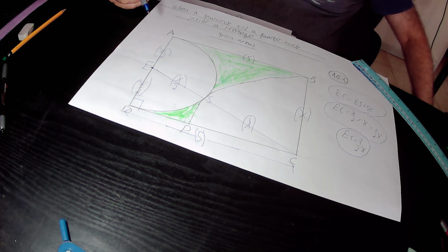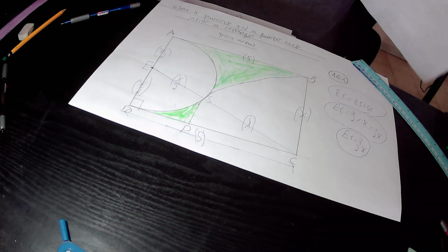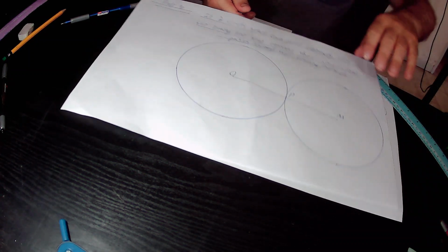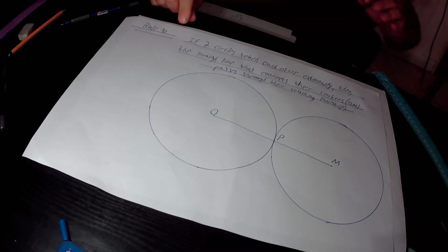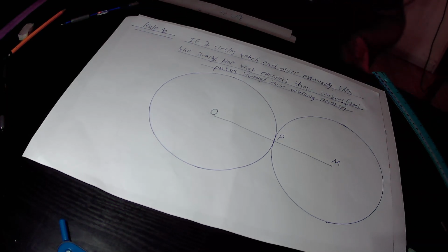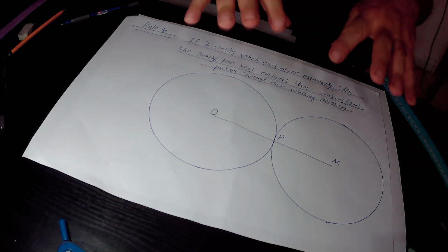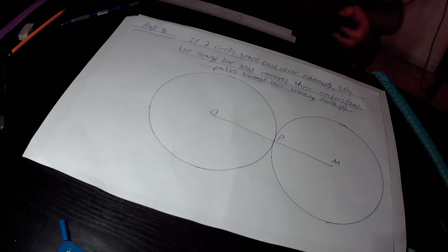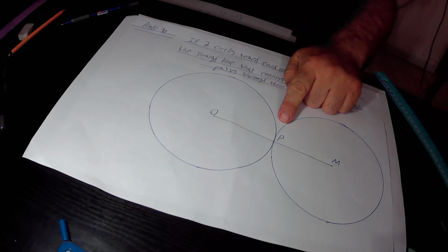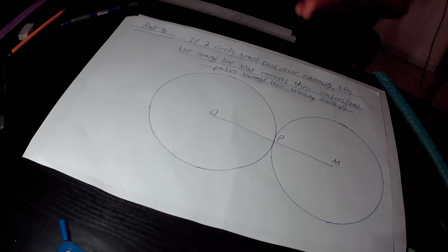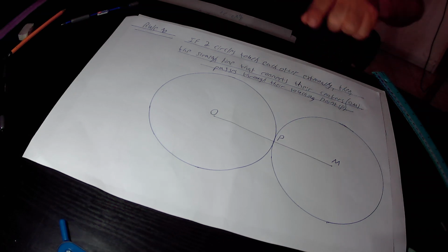So I'll repeat quickly on rule 10. According to rule 10, if two circles touch each other externally, then the straight line that connects their centers passes through their touching point. So in the drawing we have two circles. Those two circles touch each other externally at this point, point P.